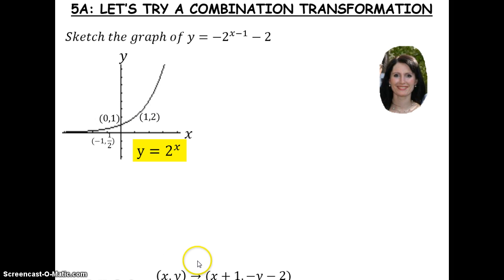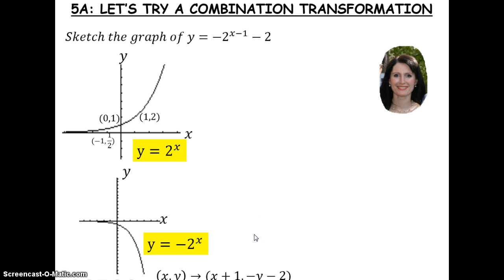The mapping for this would be (x, y) becomes (x plus 1, -y minus 2). I get the x plus 1 from up here where we have x minus 1 for our index. We're going down 2 on the y-axis, and we've got a reflection. So there it is, there's our mapping.